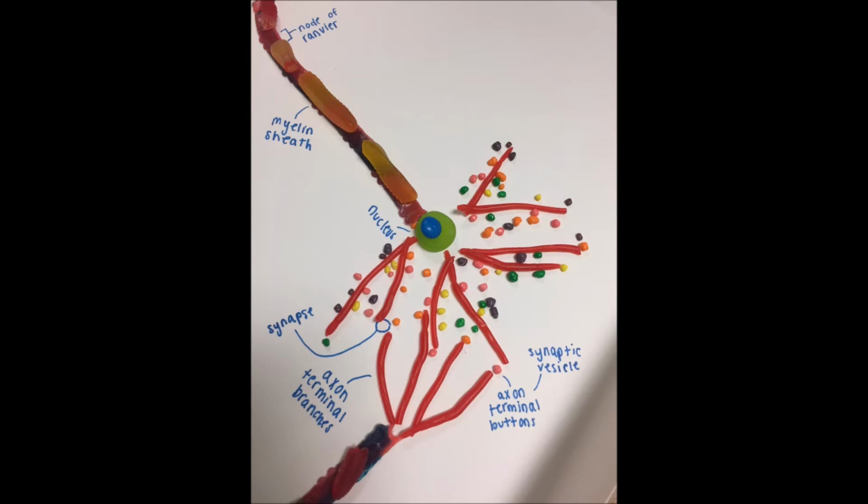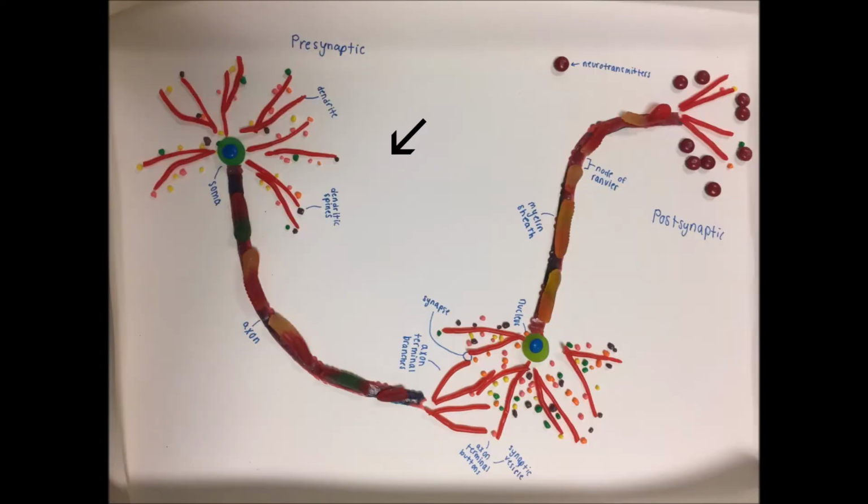A synapse is the place where two neurons meet, and a synaptic vesicle is a vesicle that contains neurotransmitters in the axon terminal of a neuron. A presynaptic neuron is the neuron before the synapse. It is delivering the message across the synapse to the postsynaptic neuron. The postsynaptic neuron is the receiver of the neurotransmitter message.